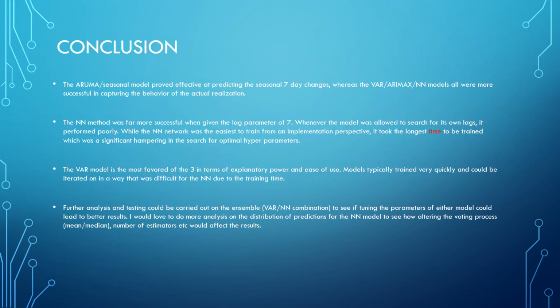The conclusion here, again, the ARIMA model and seasonal model all had long prediction horizons. Clearly, the fact that this was weekly data made the analysis very straightforward. The neural net was great to use, but very, very cumbersome to train. It was hard to get any kind of real good parameter optimization or hyperparameter tuning.